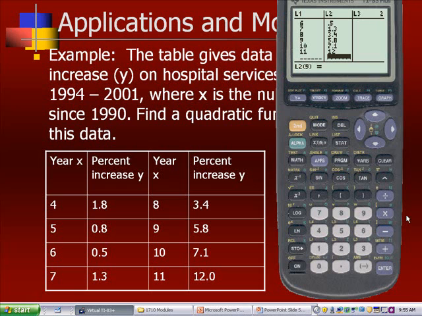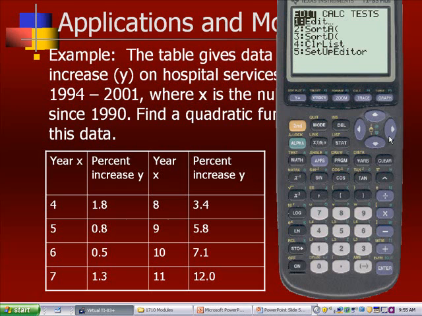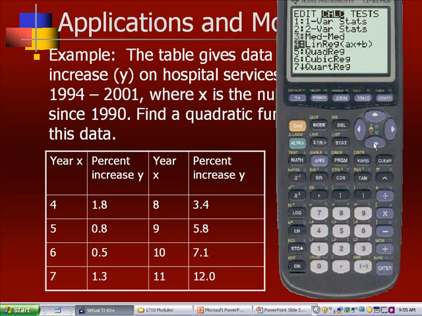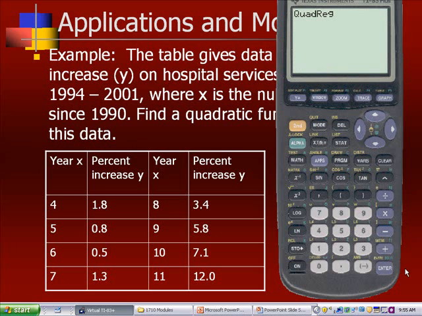So once we get all of our data points in there, we go back to Stat. This time we slide over to Calculate. Now because we're looking for a quadratic equation, we come to quadratic regression, or number 5. We press Enter to select quadratic, which tells us that a is 0.3696, b is negative 4.105, and c is 12.144.